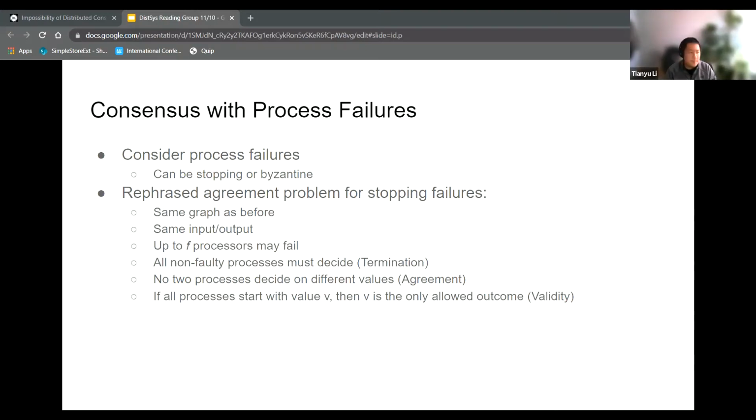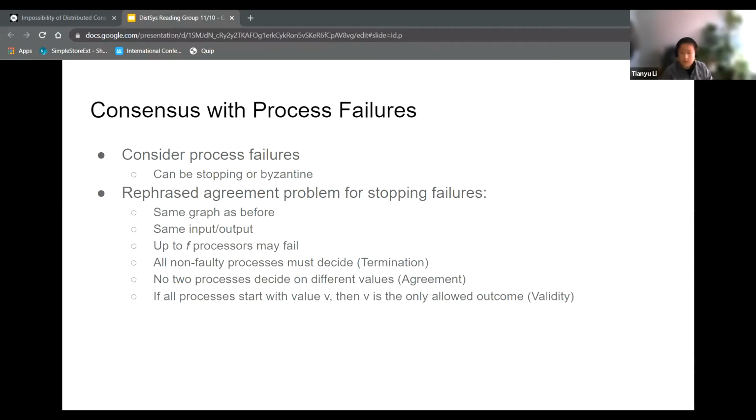Let's talk about process failures, right? So consider process failures. You can be stopping or Byzantine. Both turned out to be solvable with an asynchronous network, but let's focus on stopping, right? We have the same agreement problem for stopping failures as before, except we basically have to worry about what happens with failed processes. Let's arbitrarily assume that up to F processes may fail in any situation. And the termination condition basically changed to only apply to non-faulty processes. If a process dies, well, it does whatever it does.